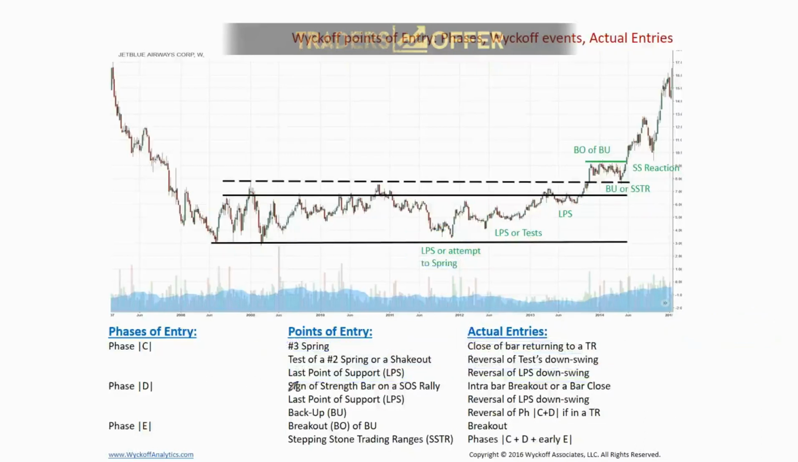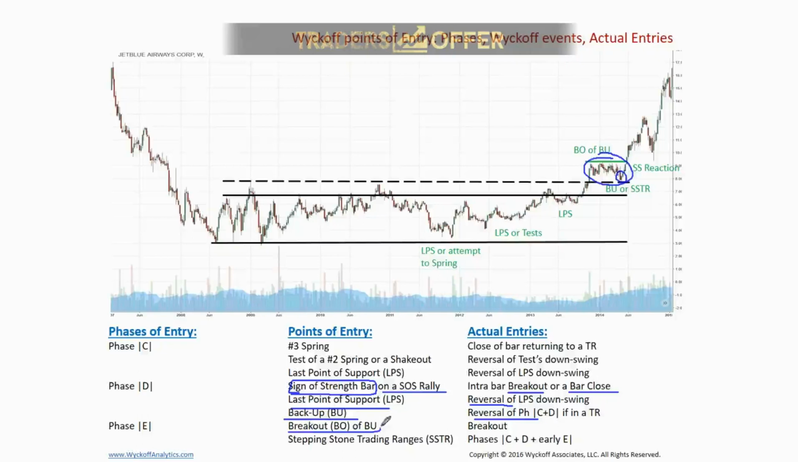In phase D, we could buy a sign of strength bar on a sign of strength rally. We can do this as a breakout trade or at the close. Both are valid possibilities. Last point of support, just the reversal, backing up action, a reversal, or if this is a simple backing up action, just a reversal. But if we're having some kind of more complex structure, then we would have to go through this whole analysis of the structure and identify potential phase C.